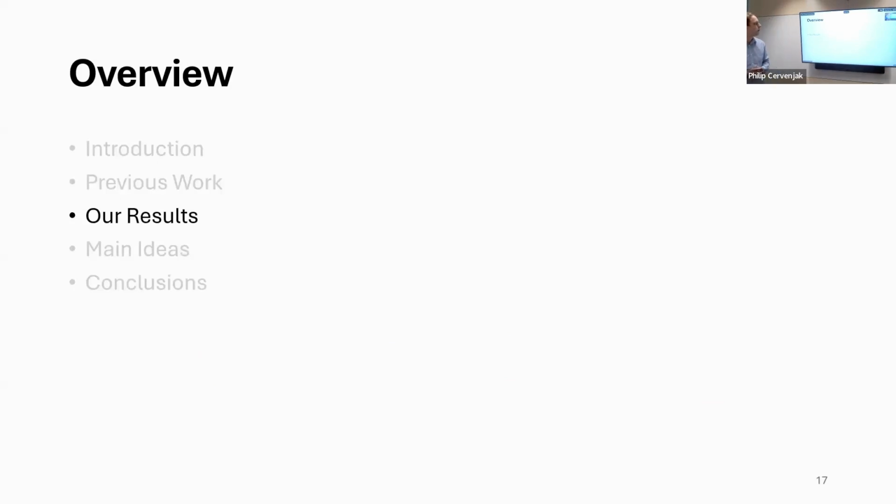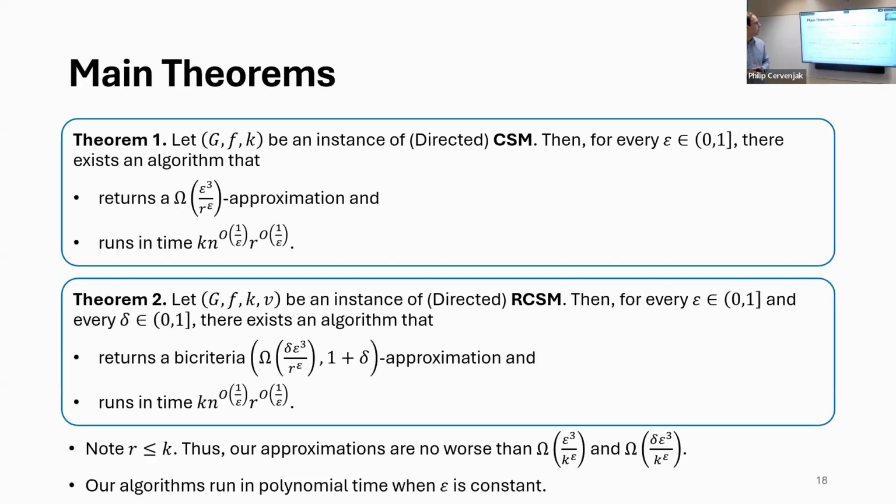Okay, so now let's look at our results. So here's our main theorem. We first consider the unrooted connected submodular maximization problem. We have our instance involving the graph, the function, and the constraint K. And then what we show is that there exists an algorithm that returns an epsilon cubed over R, the epsilon approximation, and it runs in basically polynomial time for any fixed epsilon.